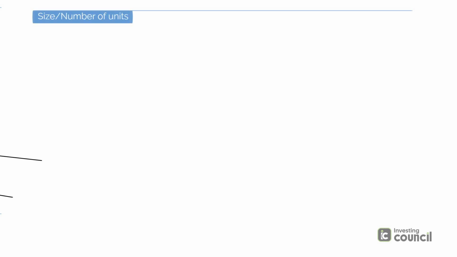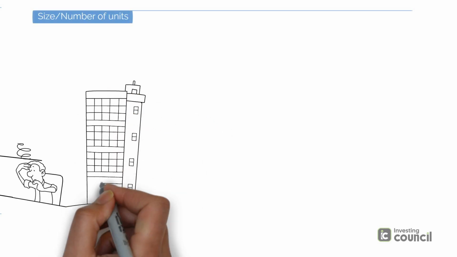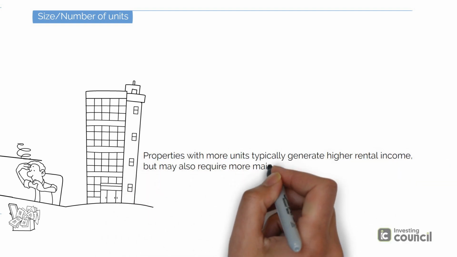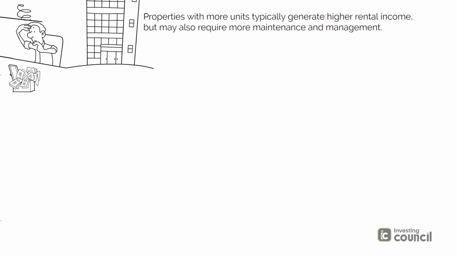Analyze the size of the property and the number of units to determine the potential rental income. Properties with more units typically generate higher rental income, but may also require more maintenance and management.